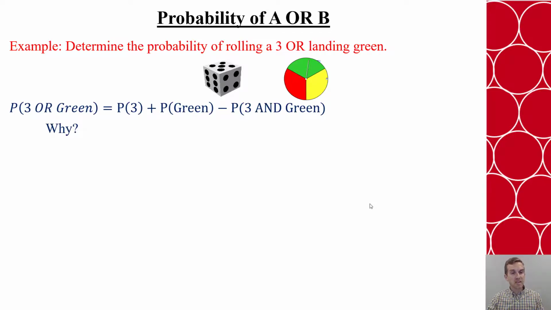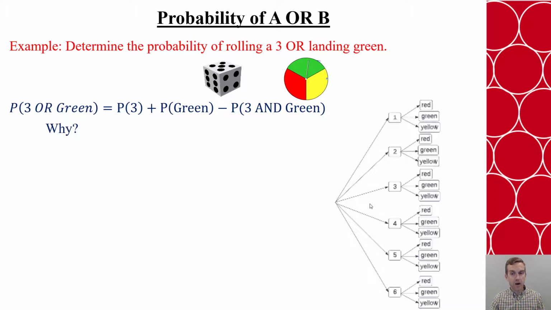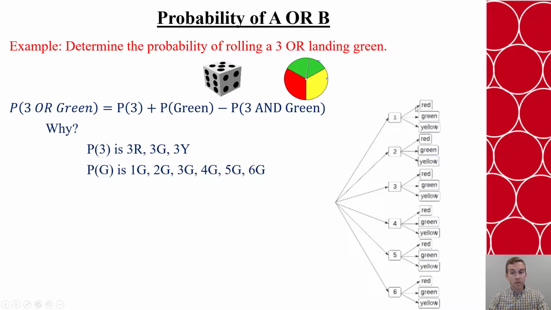Because this is a two-stage event, I can look at my entire 18 options. So the probability of a 3 actually would be 3 red, 3 green, and 3 yellow. Whereas the probability of being green will be 1 green, 2 green, 3 green, 4 green, 5 green, 6 green. And if you look, there is an overlap. It's the 3 green. That's being used by both groups. So to help with that, we're going to subtract that out.